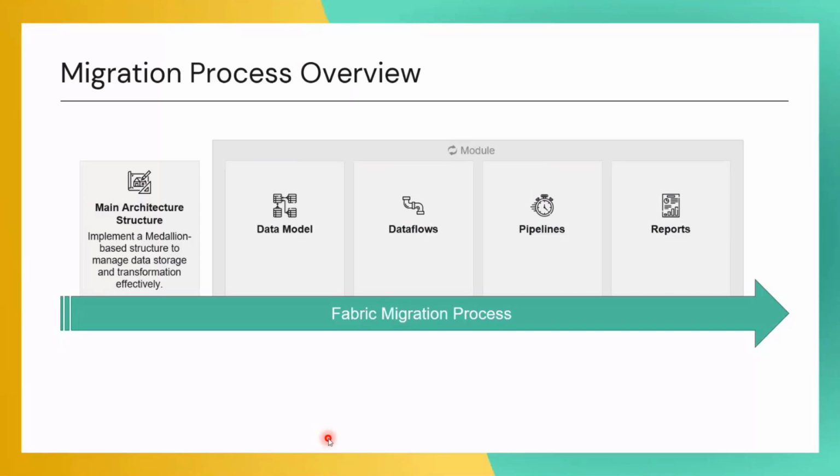So once you've defined your main architecture structure, let's summarize this phase. It's about implementing a medallion-based structure to manage data storage and transformation effectively. And if you have some kind of diagram like the one I showed before, this is a valid output. It doesn't necessarily need to be at a more detailed level, at least it was not when I finished this stage.